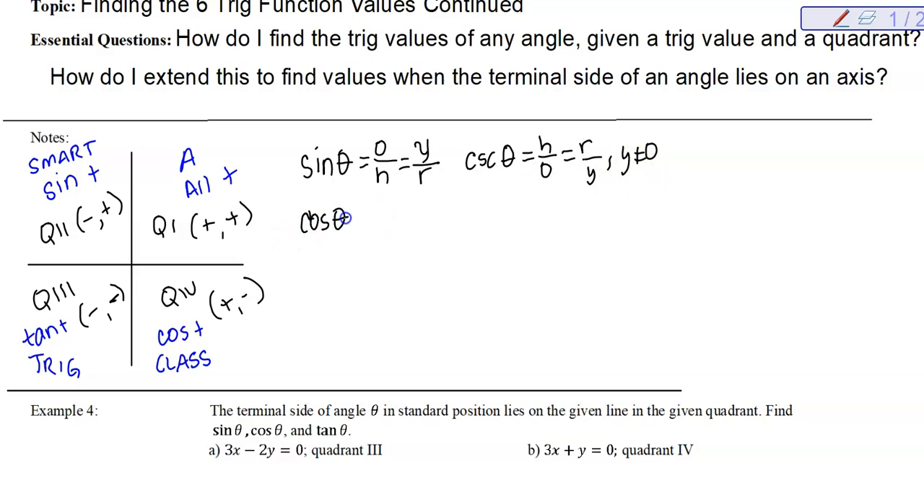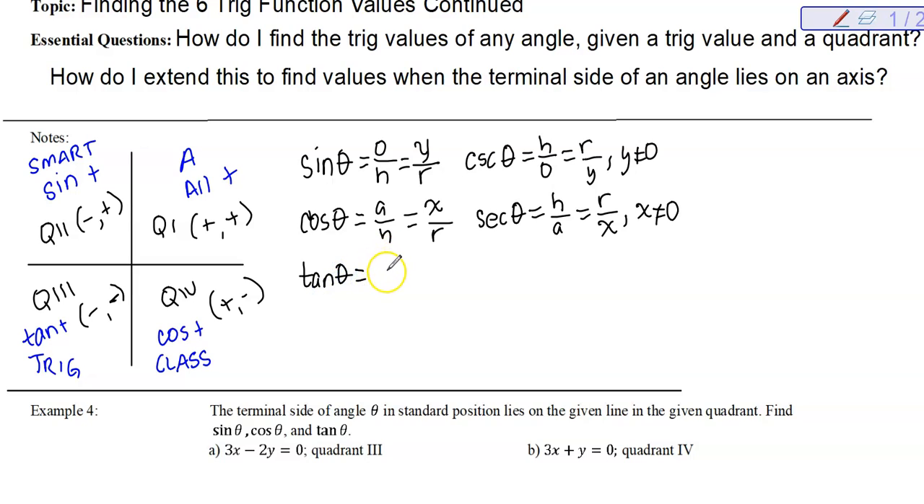Cosine, adjacent over hypotenuse, or your x-coordinate over your r. And of course, its reciprocal function, secant, which is h over a, or radius over x-coordinate, as long as x is not 0. And then, tangent of theta. Now, I'm going to introduce some extra things about tangent today, so clue into that because that'll make your homework a lot easier. Opposite over adjacent, or y over x as long as x does not equal 0.